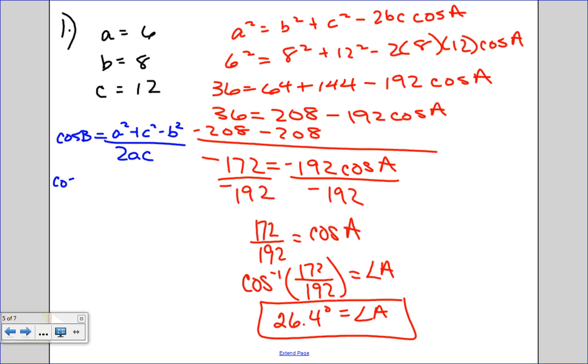So, the cosine of B is going to be equal to 6 squared plus 12 squared minus 8 squared, all over 2 times 6 times 12. Now, watch. Pay attention. How do I get rid of this cosine? So angle B is equal to the cosine inverse of this.